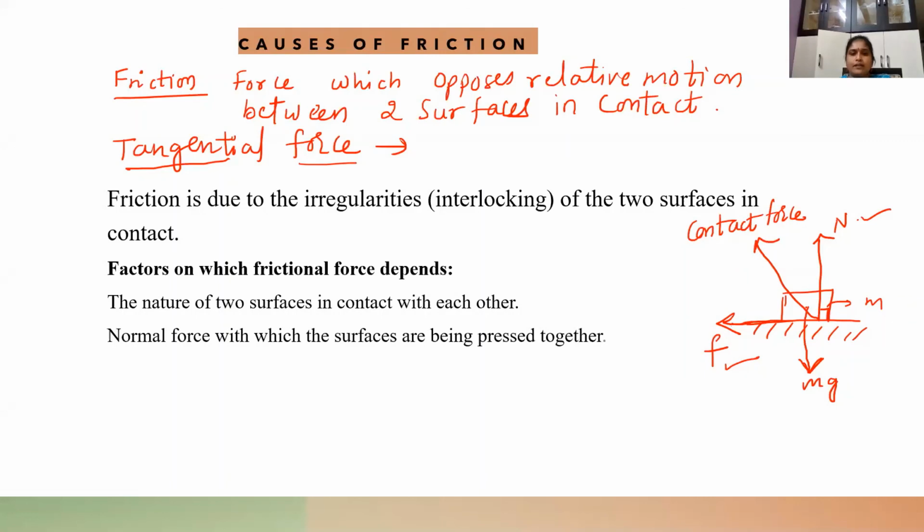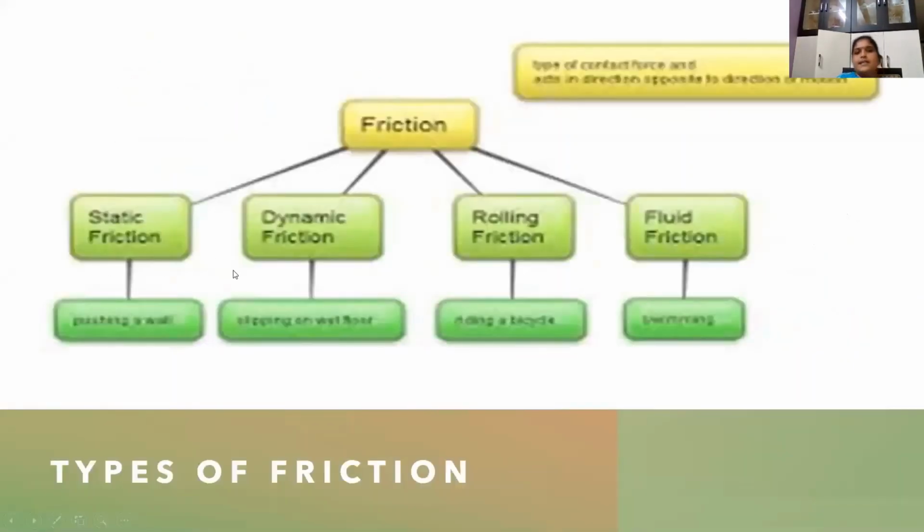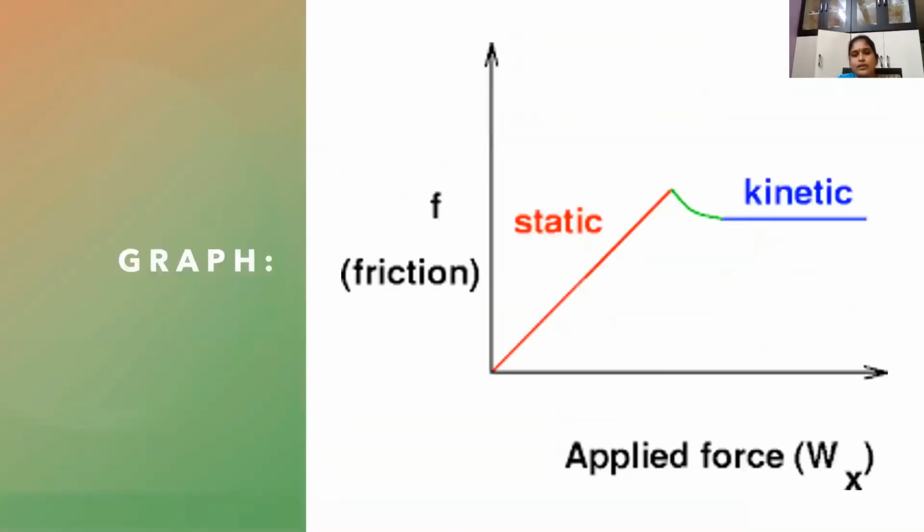So here we have seen the different cases: static, dynamic and rolling friction, and fluid friction. Now we'll analyze the graph which is being given here. In this graph we can see that the graph is plotted for the frictional force versus the applied force.